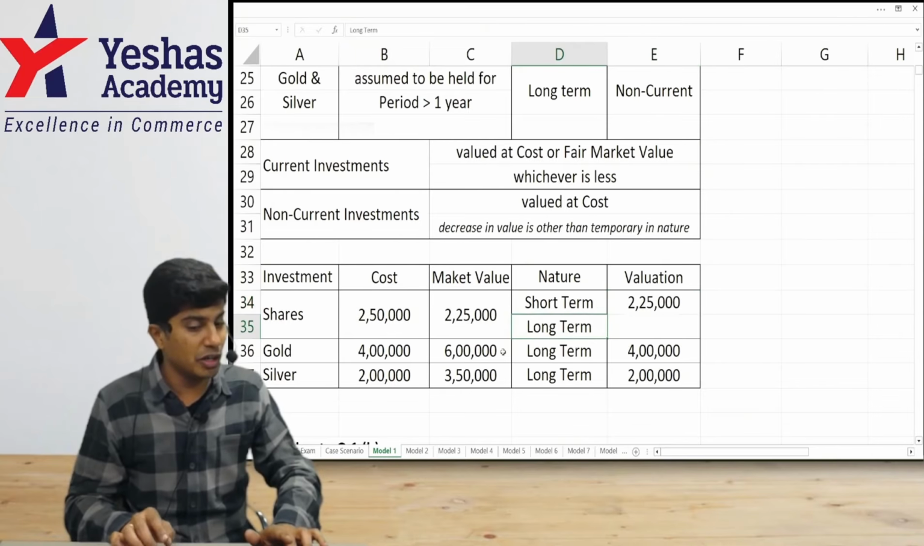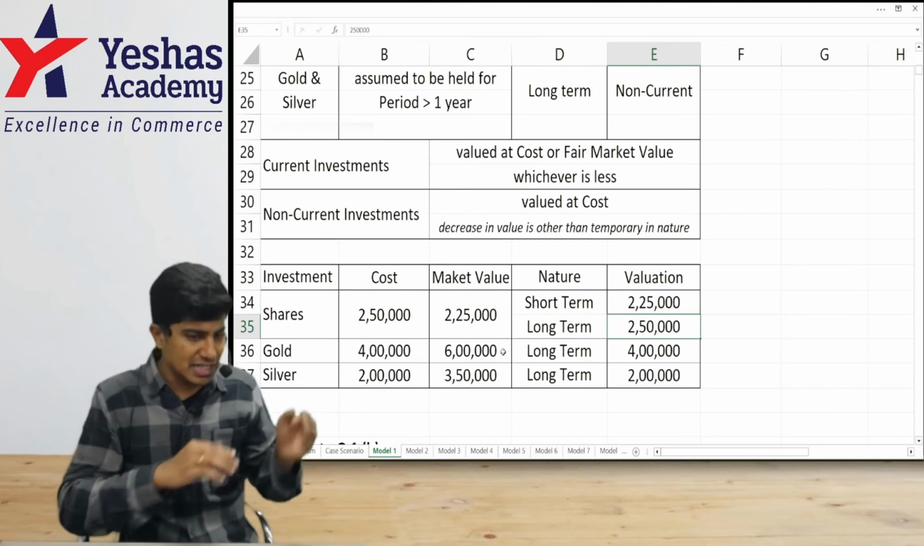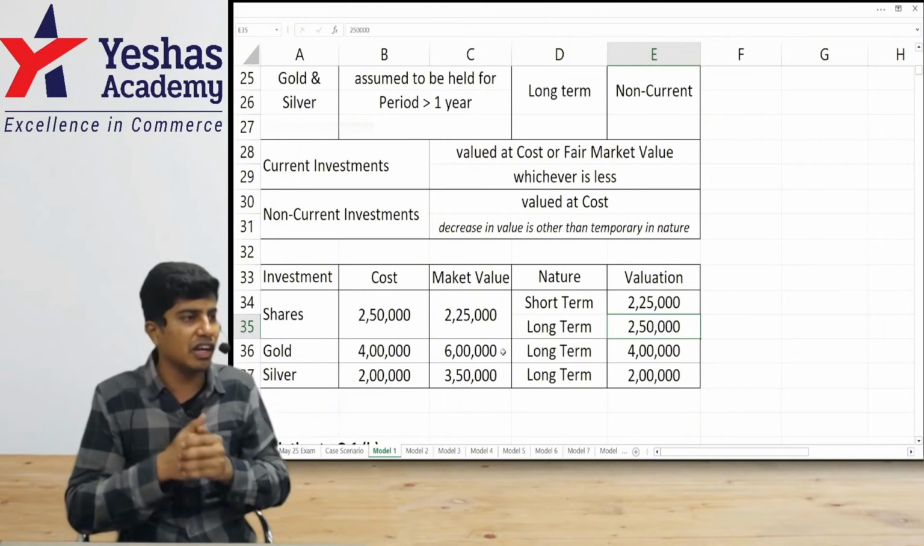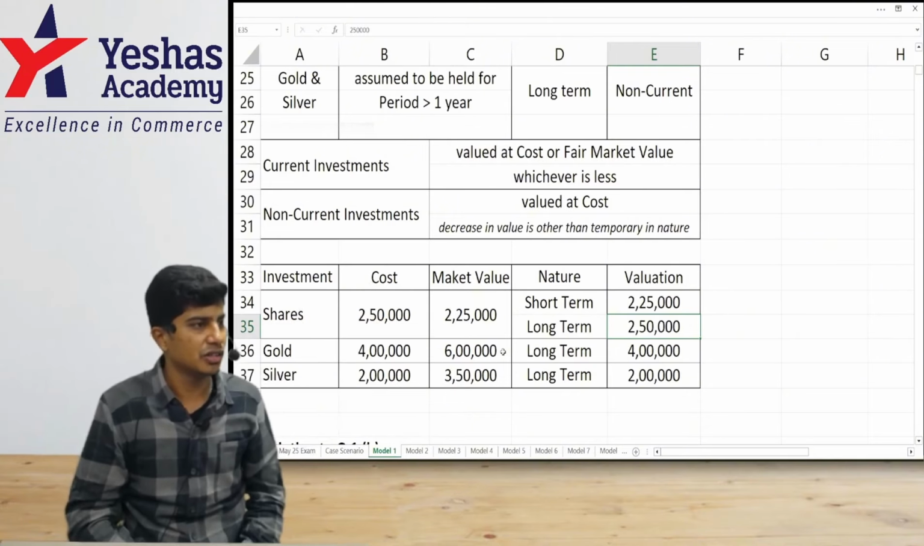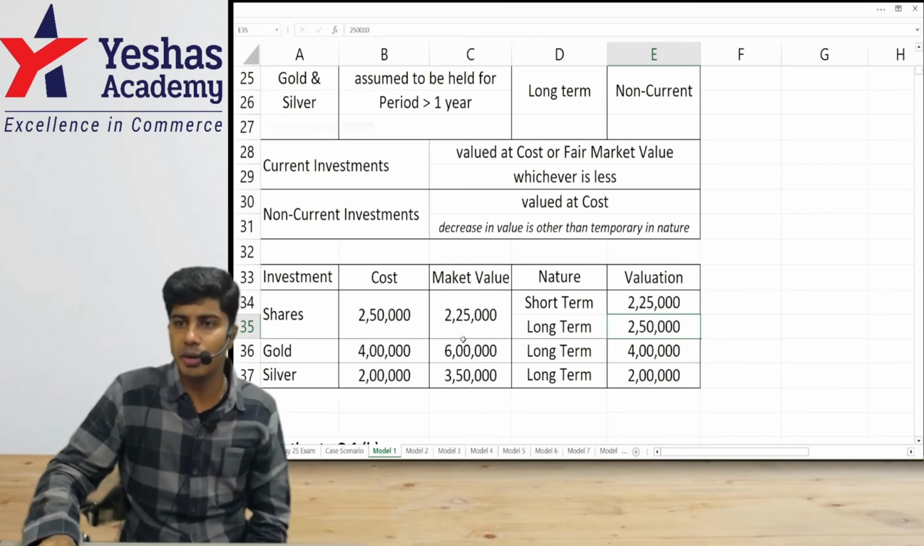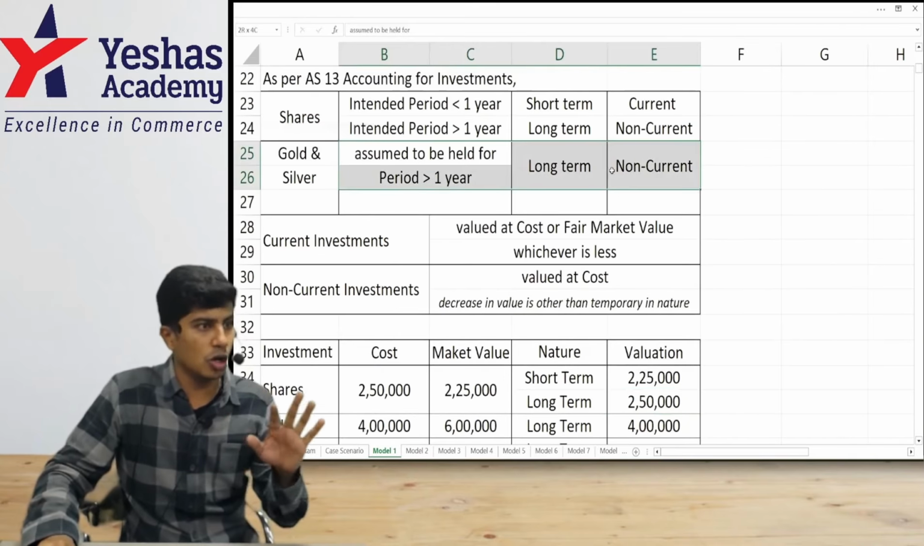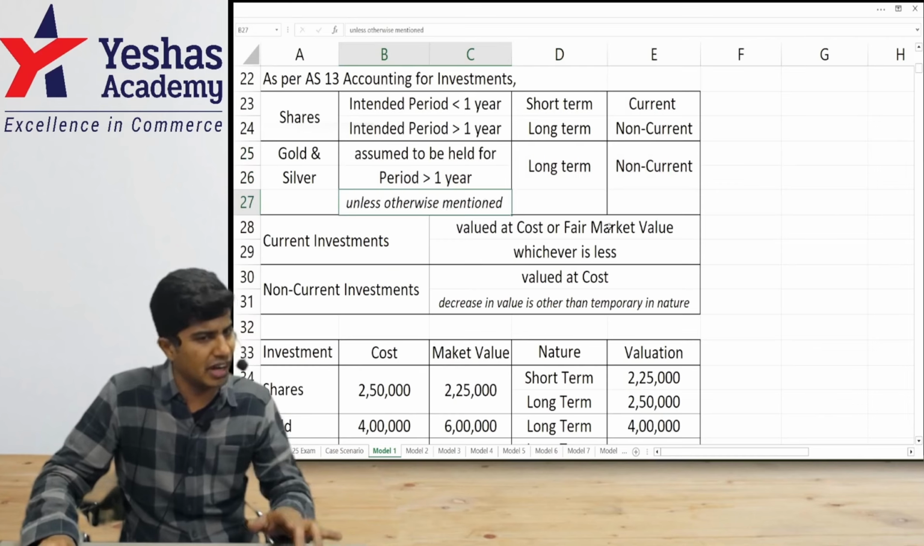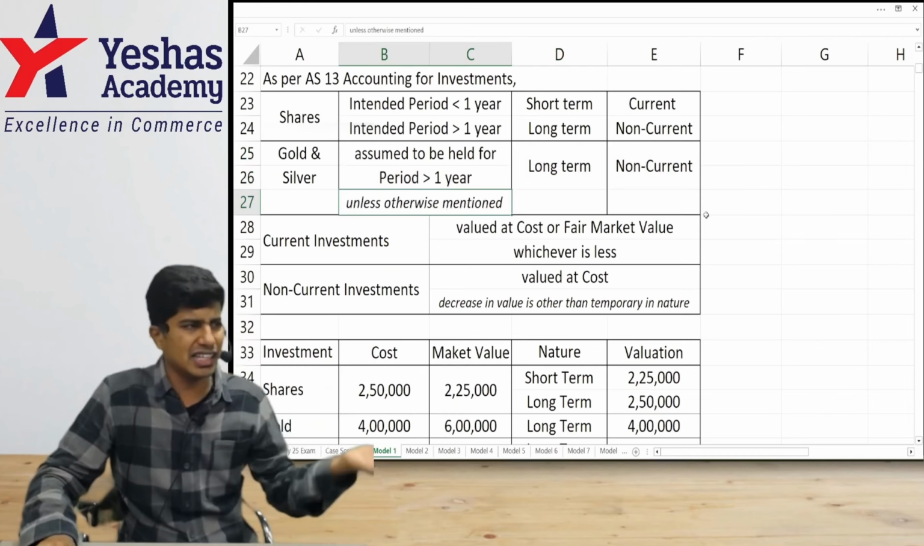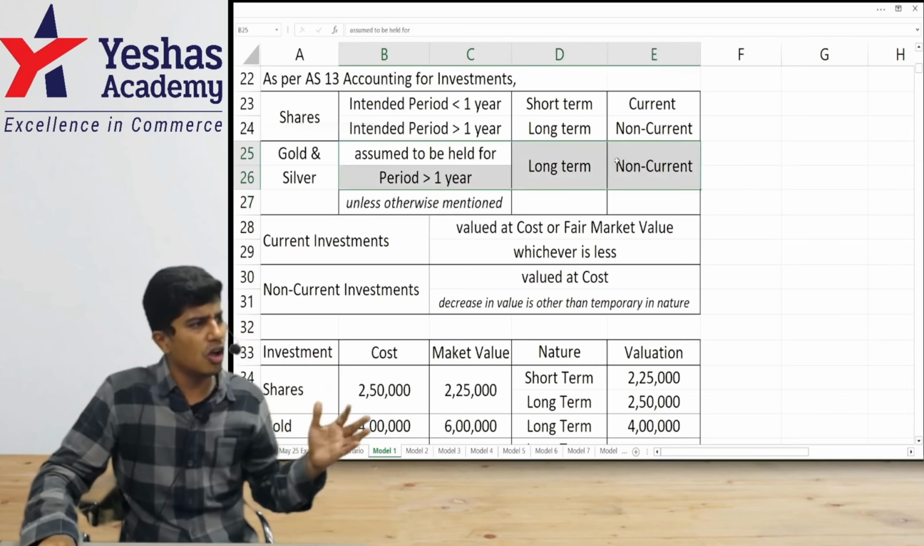Alternatively, if I assume it to be long-term investments with an intended period of holding longer than 12 months, then it will be valued at cost, unless the decrease from 2 lakh 50 to 2 lakh 25 is permanent in future. Throughout, I want you to focus on one important point. For gold and silver, I assumed it to be long term. Alternative assumption, is it valid? Yes. Unless otherwise mentioned, I've assumed it to be long term.